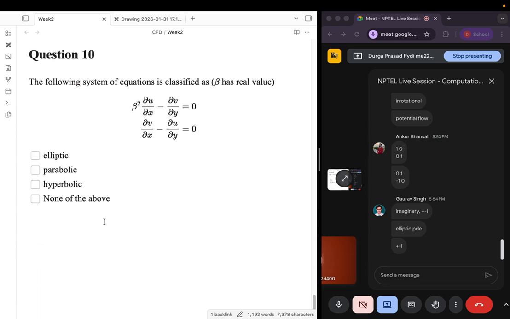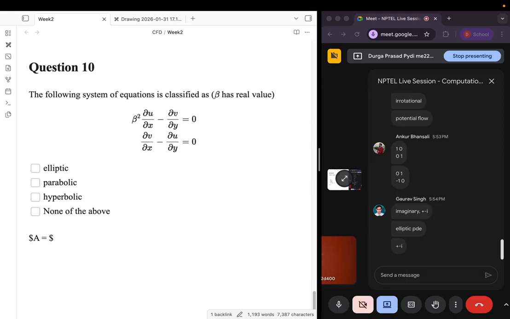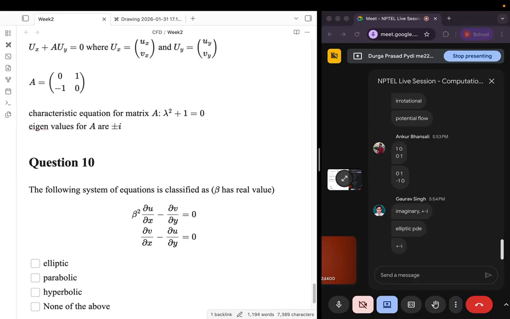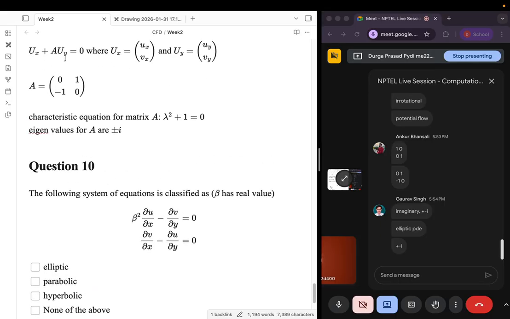Like all the phenomena that we were discussing can be described with this potential flow equation. And this is the last problem I have for this. It's also very similar, just that you are asked in a different way. So if beta is real, which kind of equation does it follow? Again, just kind of a mathematical one now. I think now you are pretty much clear. So A will be, if I were to define the same as before, the same equation like this, Ux plus A Uy equal to 0, what would be the value of my matrix A? Or if you want to define it in some other way to make it easy, it's up to you.